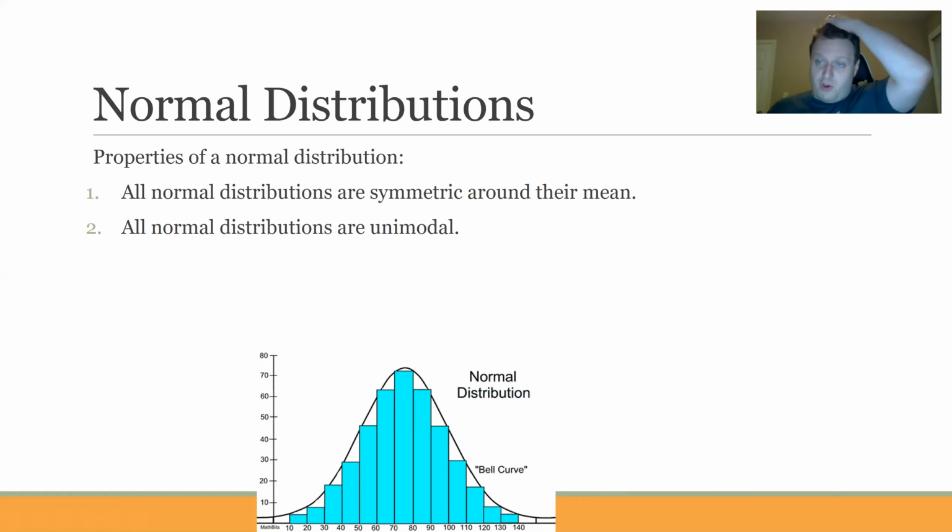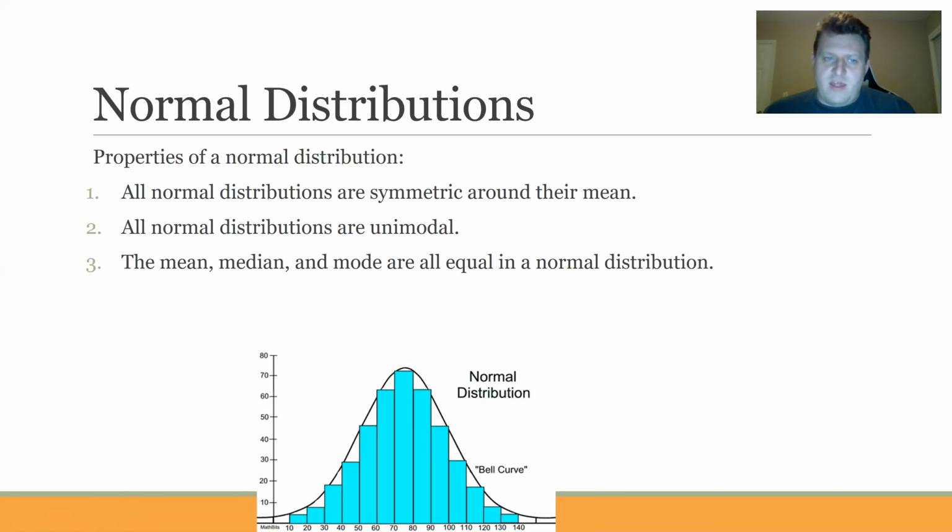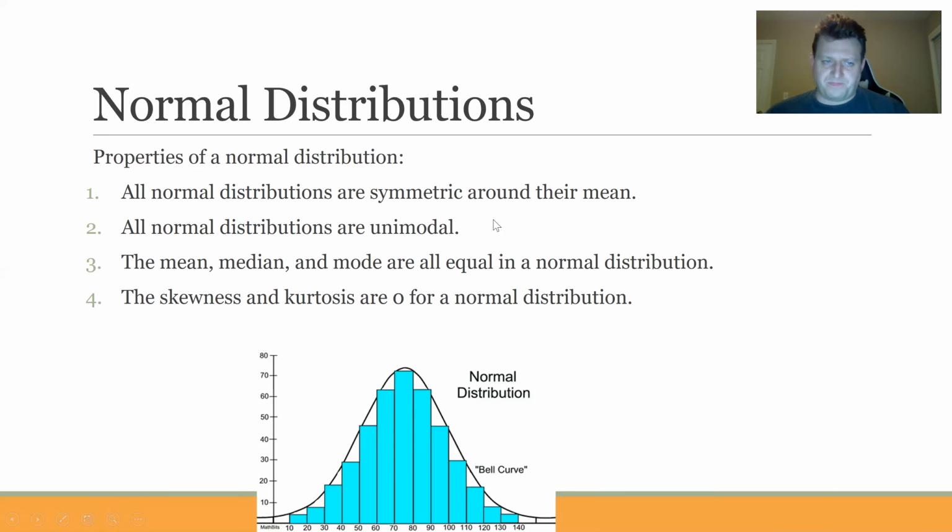All normal distributions are unimodal. Quiz yourself, see if you know what the word unimodal means. Uni, like unicycle, means one. There's one mode, one most frequent score. If we look at the shape of this distribution, the highest point should be a singular place. The mean, the median, and the mode are all equal to one another in a normal distribution.